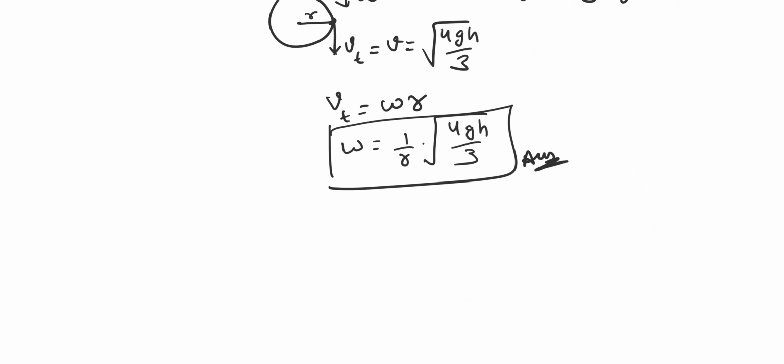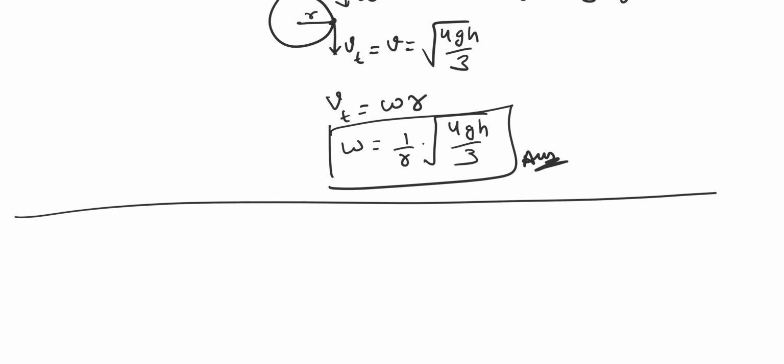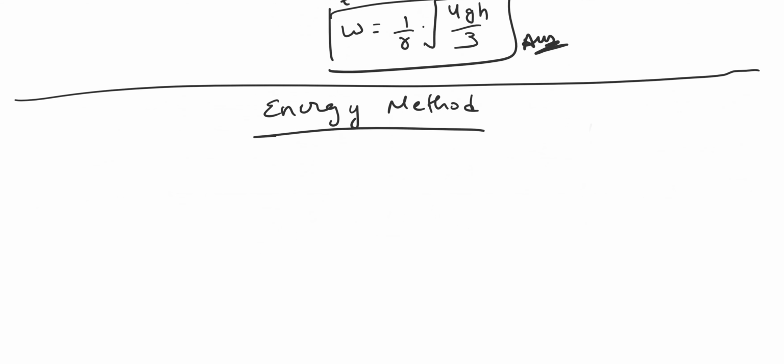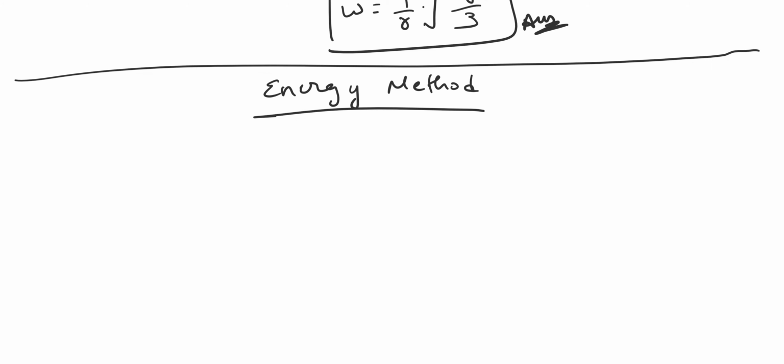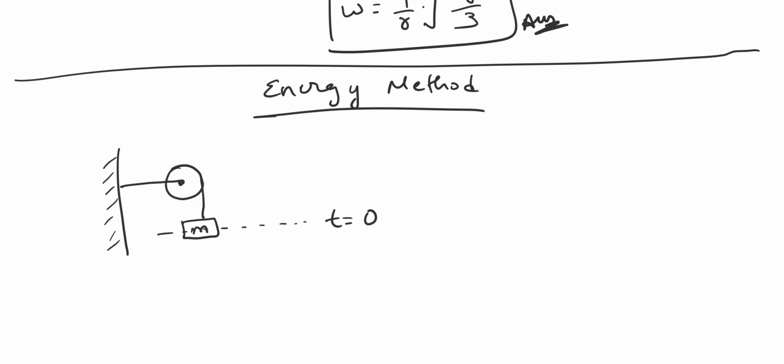Now let's solve the question using the energy method. This is a much simpler method. In this case, we'll talk about the energy of the entire system. Again, we'll look at the pulley. This is our rigid wall, and the pulley is fixed at this particular position. We have mass m. This is the position at t equals 0, and the initial velocity is 0.